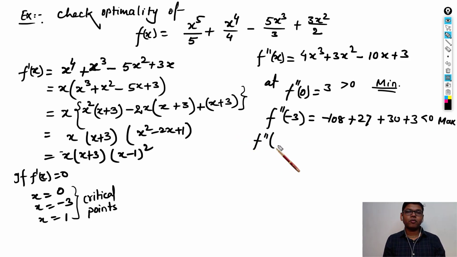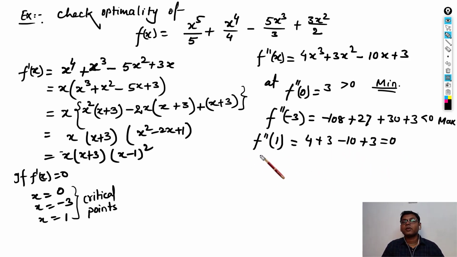F double prime 1, at 1 what is the value? 4 plus 3 minus 10 plus 3. Oh, this is becoming 0. Okay, if it is becoming 0, so what do I have to do? In the sufficient condition, remember that we have to go for f triple prime. So calculate f triple prime.